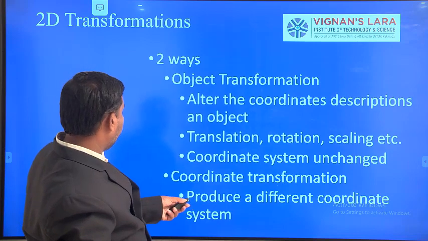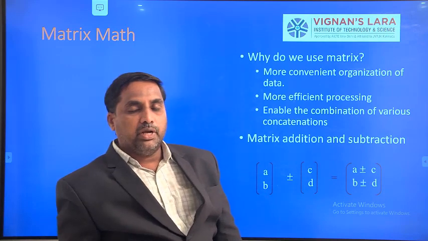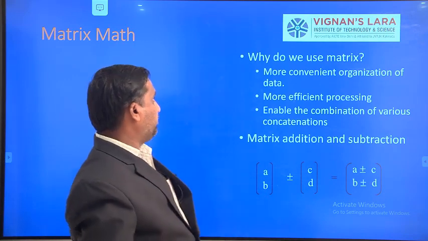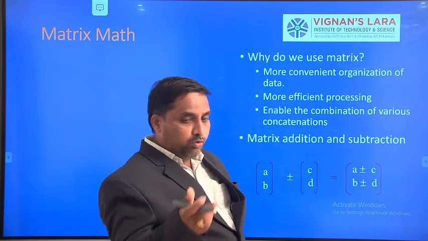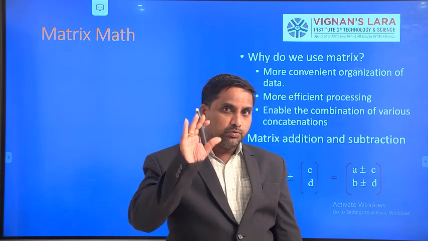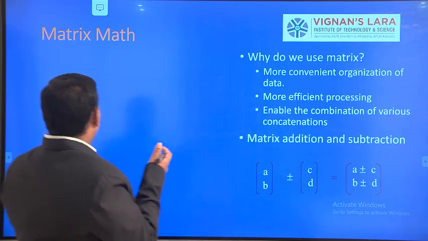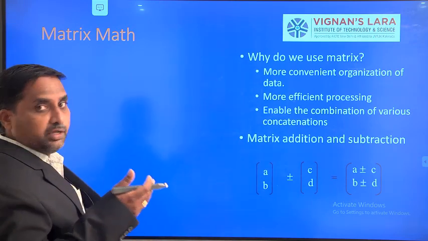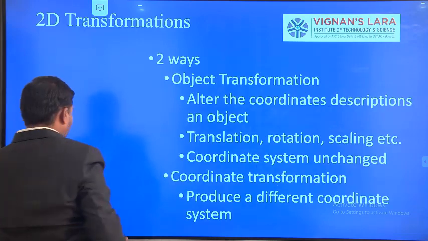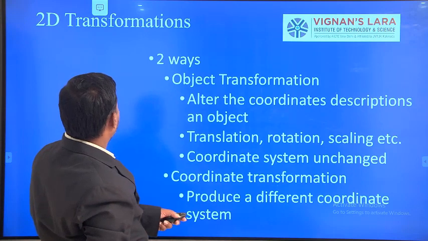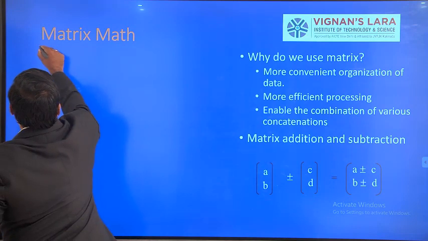Next one is how to do transformations mathematically. That is the next concept. How will the computer do the transformations? We have to establish the simplest mathematical concept to do the transformations or image generation on the screen. So here the scientists and researchers have invented matrix algebra or matrix math.